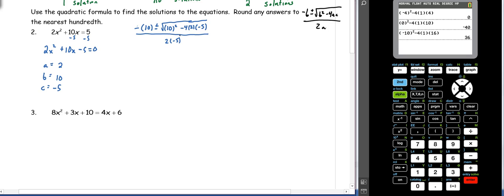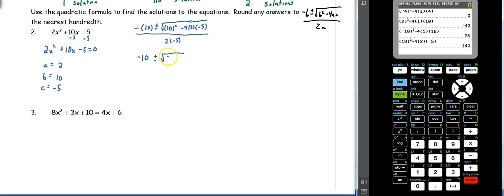So we're going to simplify this. The first part becomes -10. Underneath the square root, we're going to put that into the calculator: parenthesis 10 squared minus 4 times 2 times -5, which gets us 140, all over 4. Now, because it's a positive number, we're going to get two solutions. So remember, we need to split this into two expressions. We have -10 plus the square root of 140 over 4, and we have -10 minus the square root of 140 over 4.